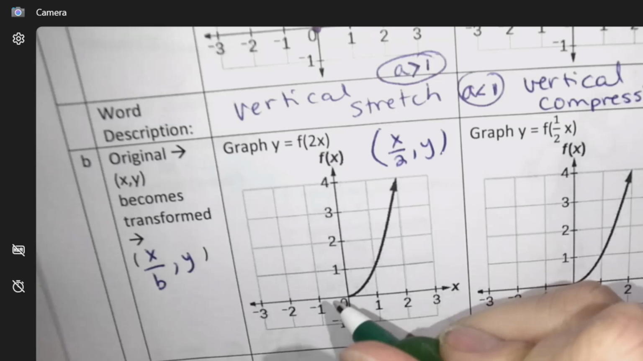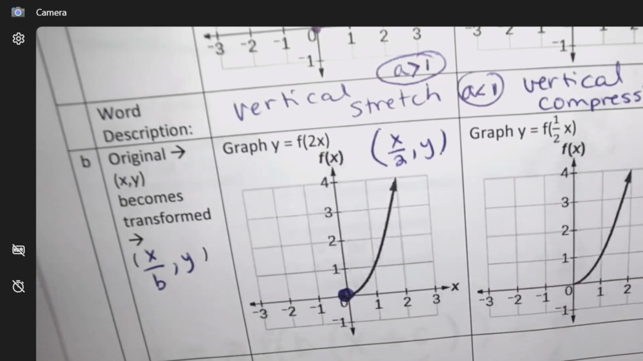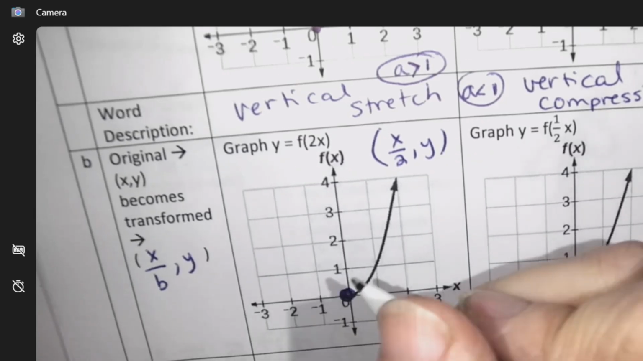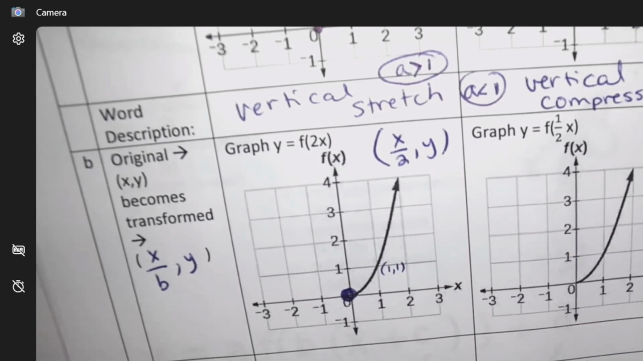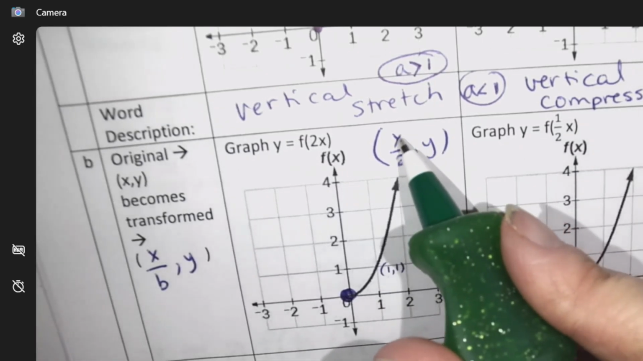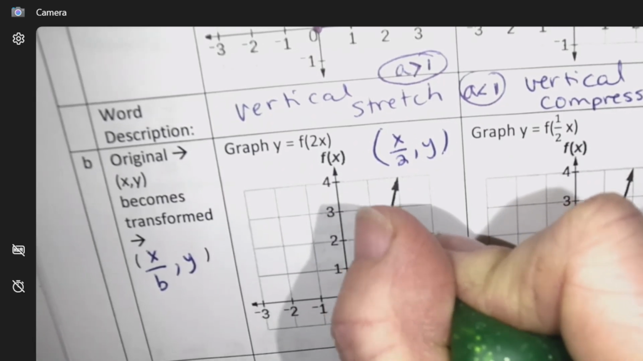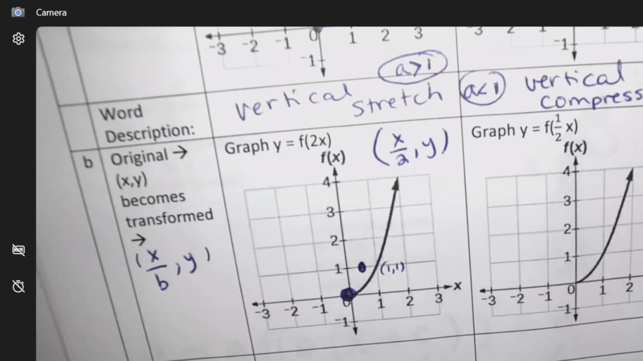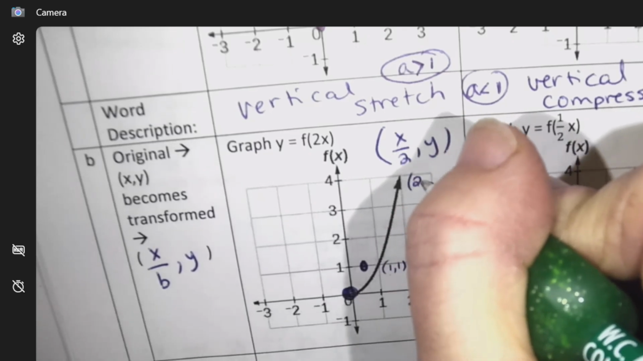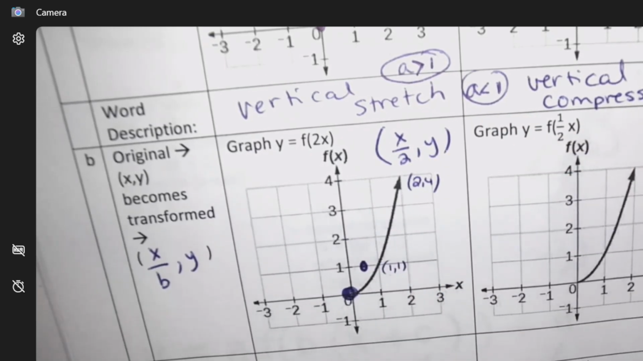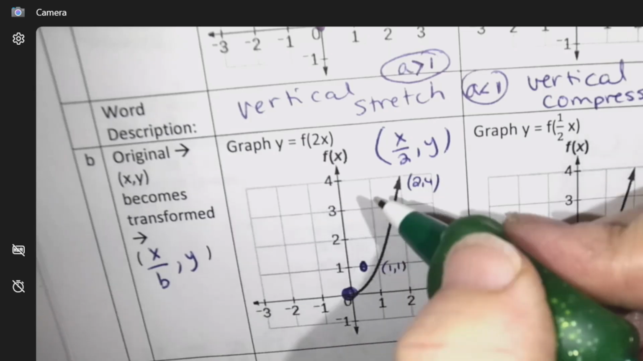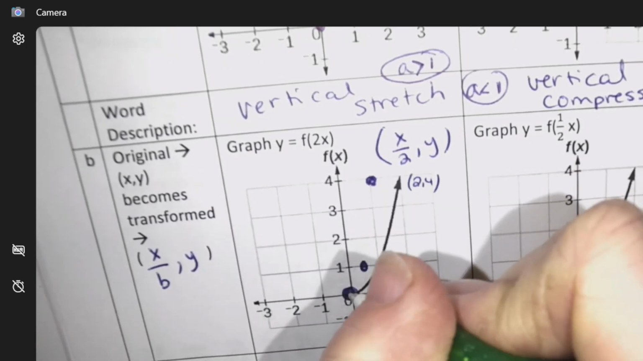All right, so guess what happens to 0, 0? Nothing. It doesn't matter what I'm doing with multiplying or dividing. Okay, let's do a change to 1 comma 1. What is that going to look like now? Instead of 1, it's going to be a half, comma 1. And then what's going to go on with 2 comma 4? What's 2 divided by 2? 1.